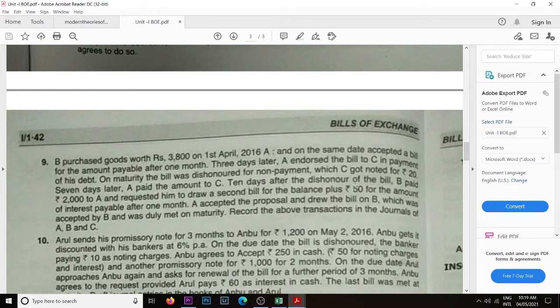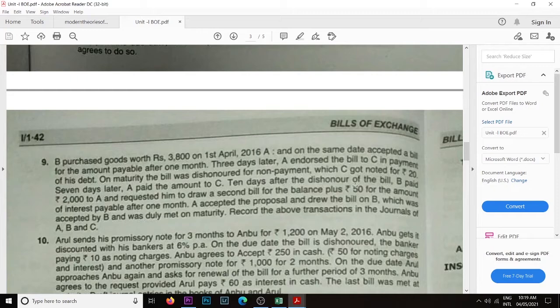2 things are there. One is an endorsement dishonor. Second one is a renewal of the bill. Okay, you can look at the problem number 6, I think. And with the same, you can continue that. And problem number 10.